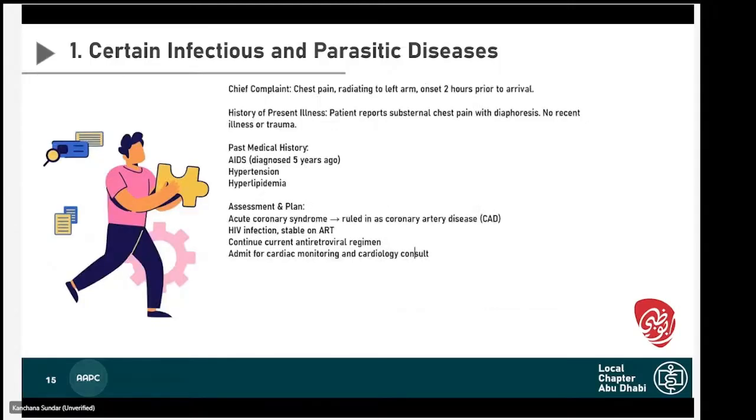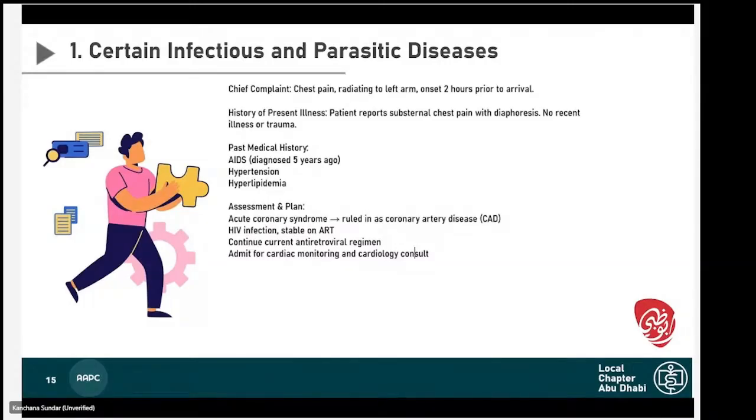Okay, now we'll just see a small snip of a chart, where let us see if you are concentrating on the slides. Here we see that the chief complaint is chest pain radiating to the left arm, onset 2 hours prior to arrival, and the present illness talks about the patient reporting substernal chest pain with diaphoresis and no recent illness or trauma being documented.